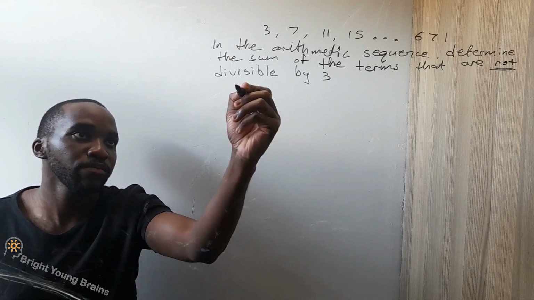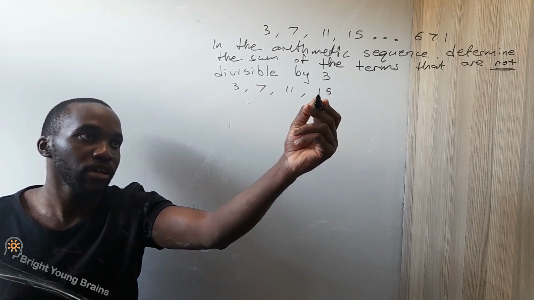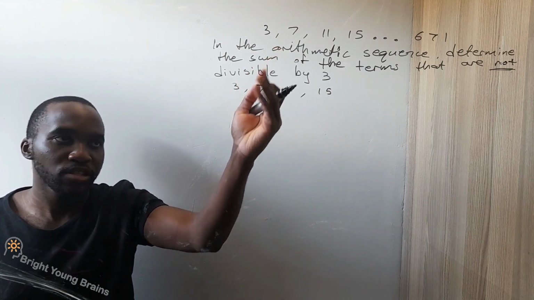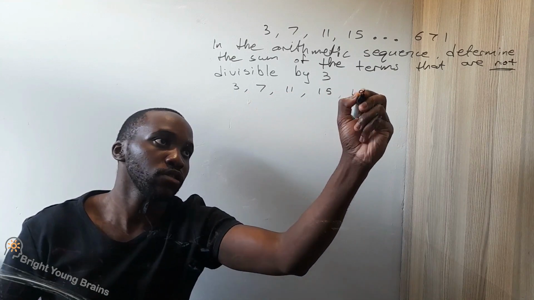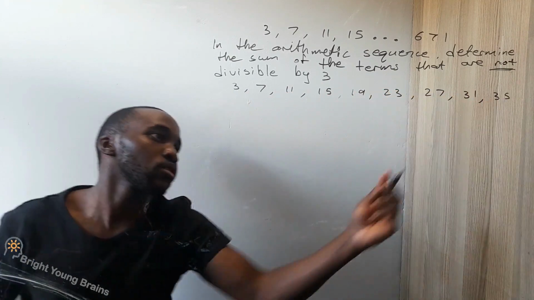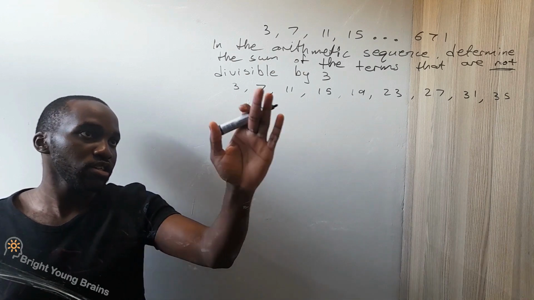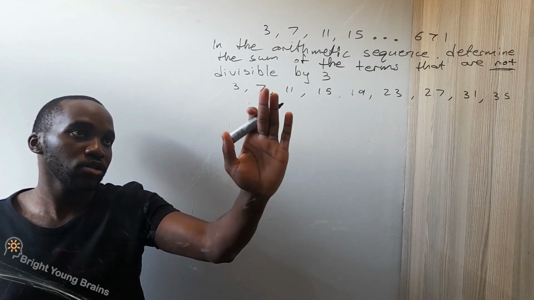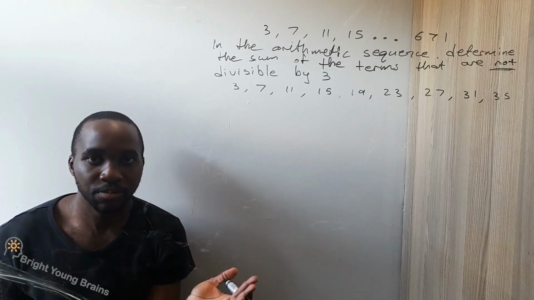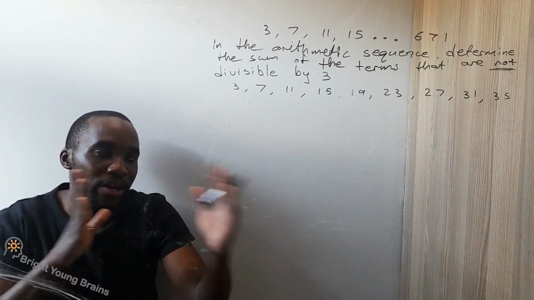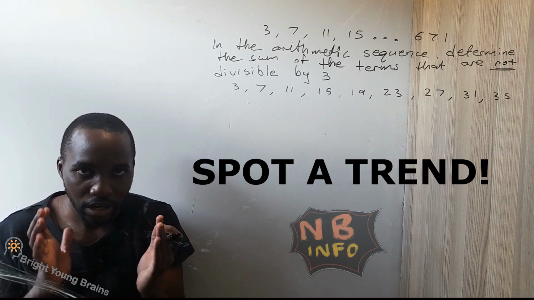So here we have 3, 7, 11, and then 15. So the common difference here is 4. You see, adding 4, adding 4, adding 4. So here, if you add 4, you have 19, going on and on. 3, 7, 11, going on. You see, 1, 2, 3, 4, 5, 6, 7, 8, 9 terms. That's fine. It doesn't have to be 9 specifically. What I mean is just write out quite a few so that you can spot a trend.